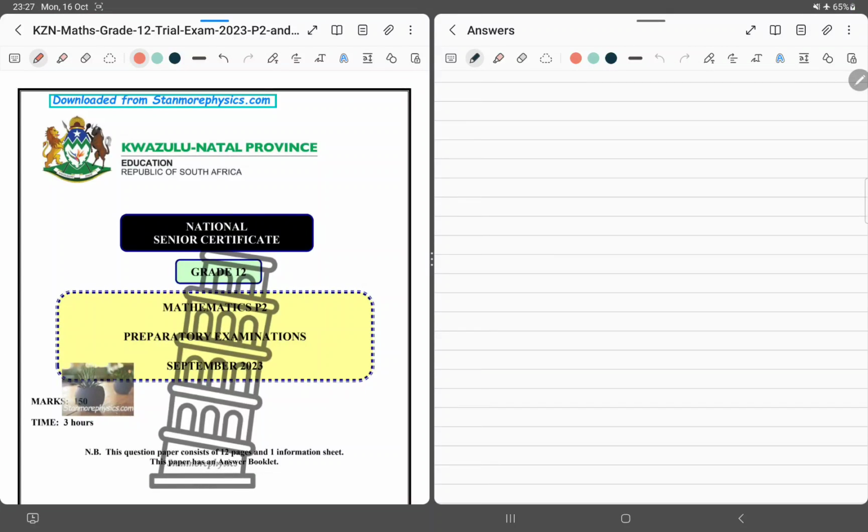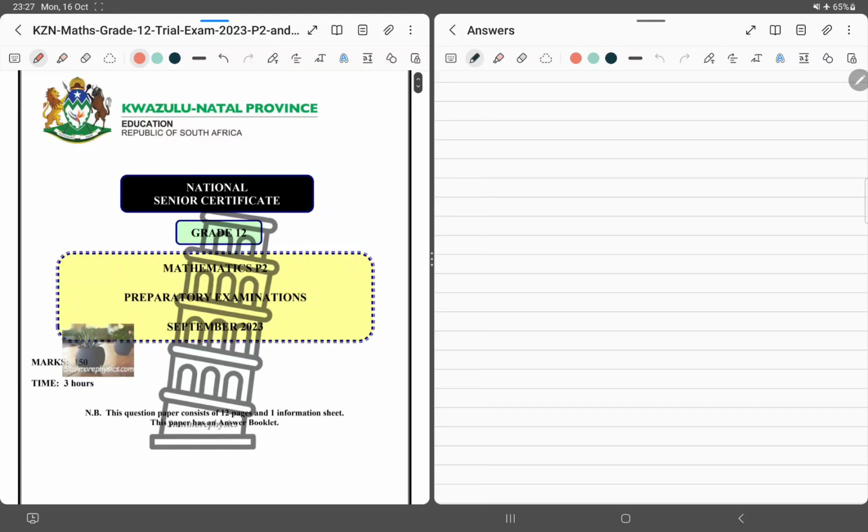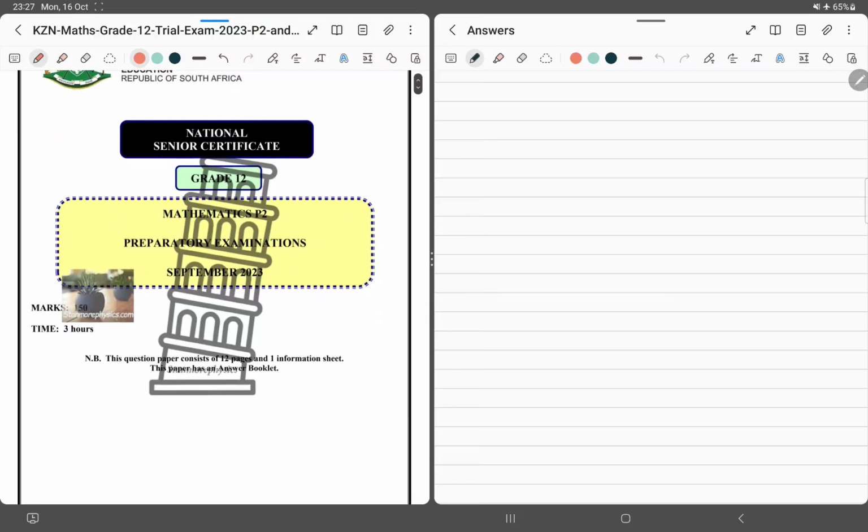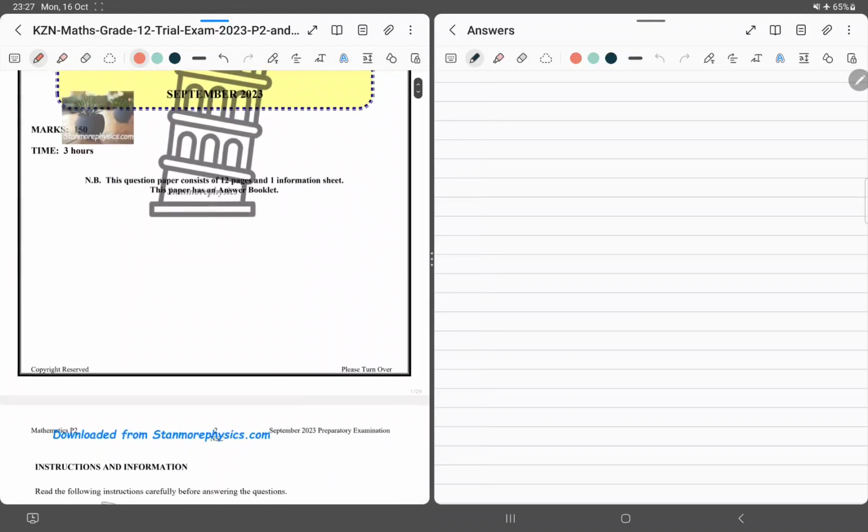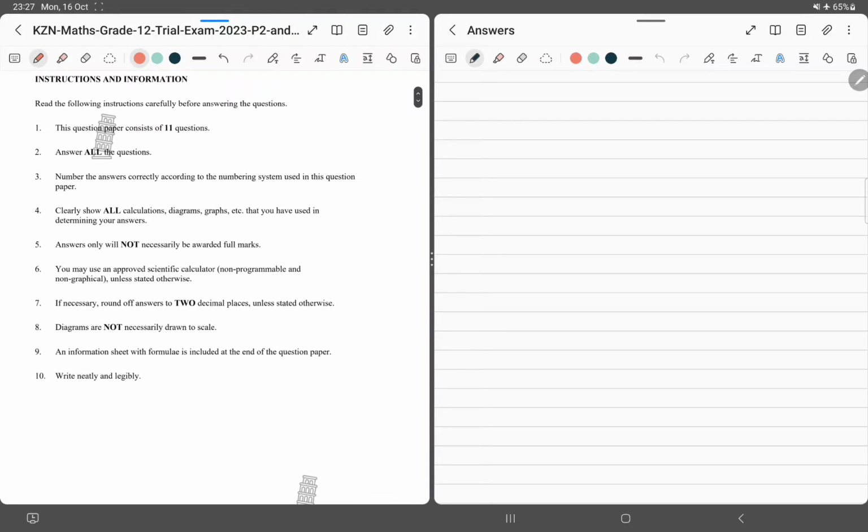Today let us have a look at this paper from KZN. It was quite heavily requested, so let's see what's hiding in this paper.